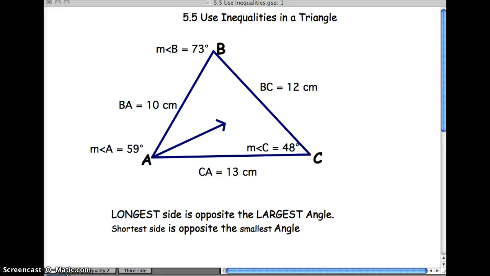We're going to do 5.5, using inequalities in a triangle. This is easier. When you see inequalities, don't freak out. It's much easier than what you did in Algebra 1. You're still going to solve inequalities, which I thought was the easier part. The hard part of Algebra 1 inequalities was shading the graphs and graphing it and stuff like that.